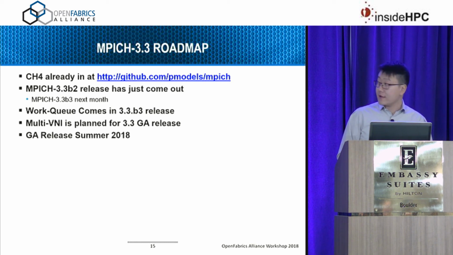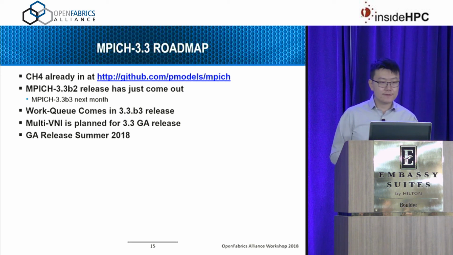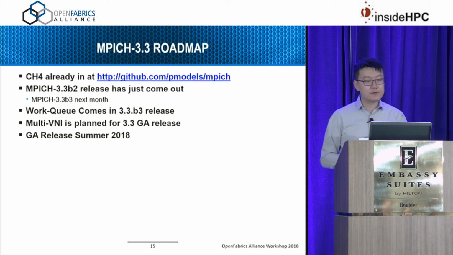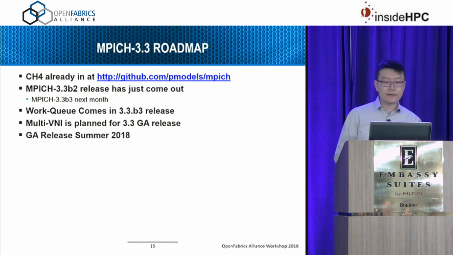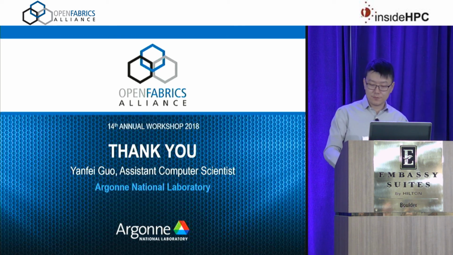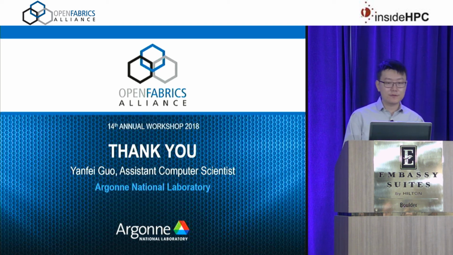Next, we'll have another beta release in the next month, I think, and we'll have the initial implementation of the work queue. We'll also add the multi-VNI support in the GA release for MPICH 3.3, which is due in the summer of this year. And that's all I want to talk about for the OFI support in MPICH, and I'm happy to take any questions.